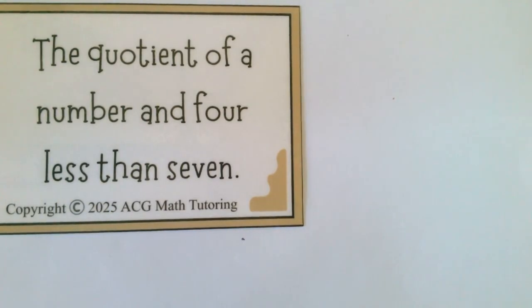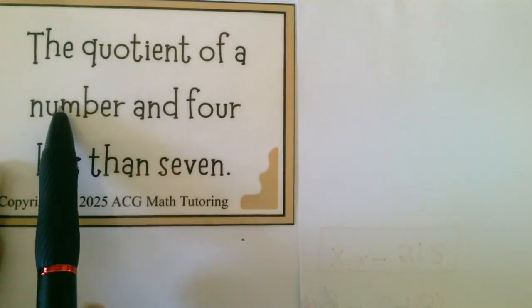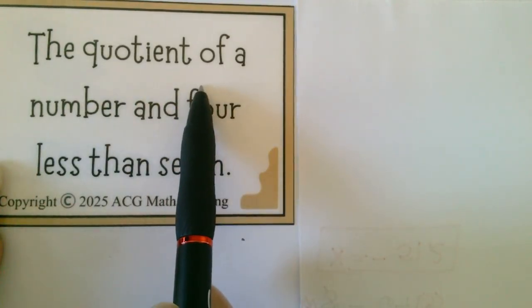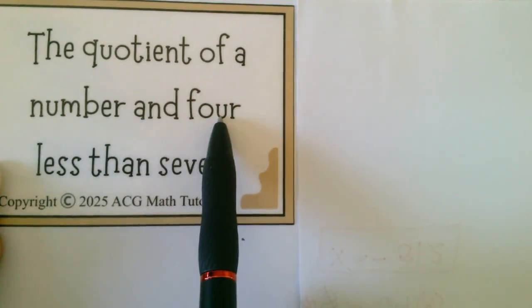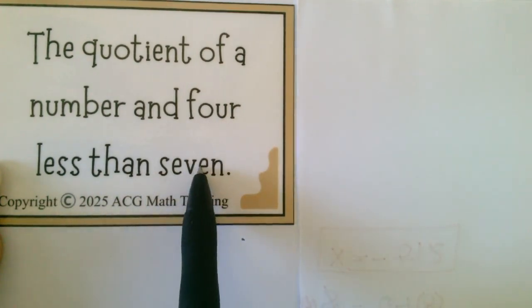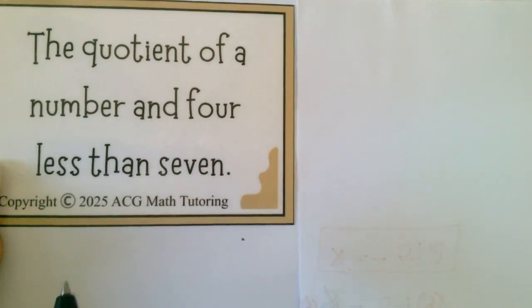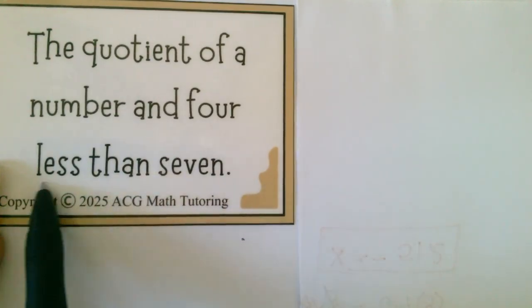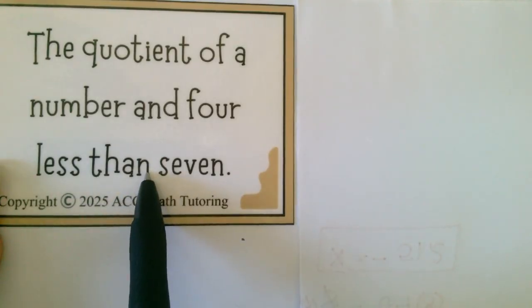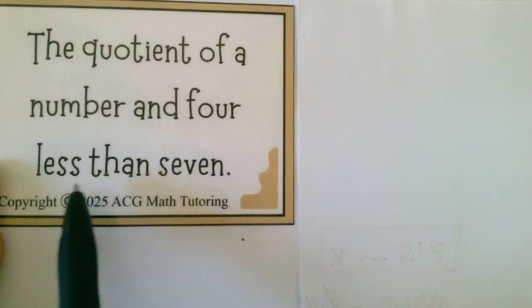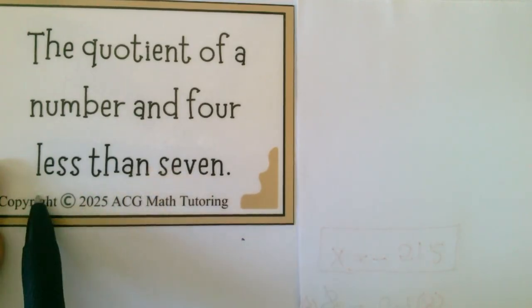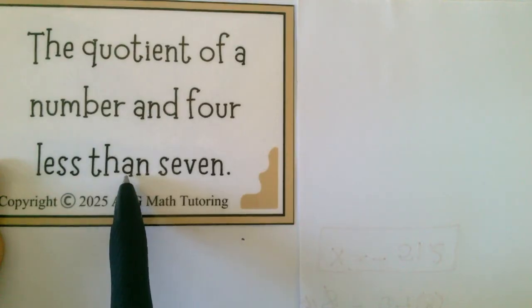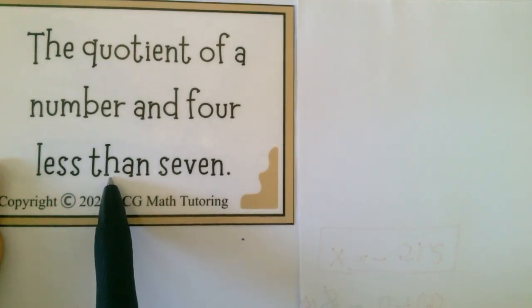So, let me get this. We got the quotient of. Quotient of what? What are the two things? One of them, a number, and 4 less than 7. So here's the thing. Less than, just less than, that's subtraction, not an inequality. If it said is less than, that's an inequality. It just says less than. So all these less than symbols need to go away.